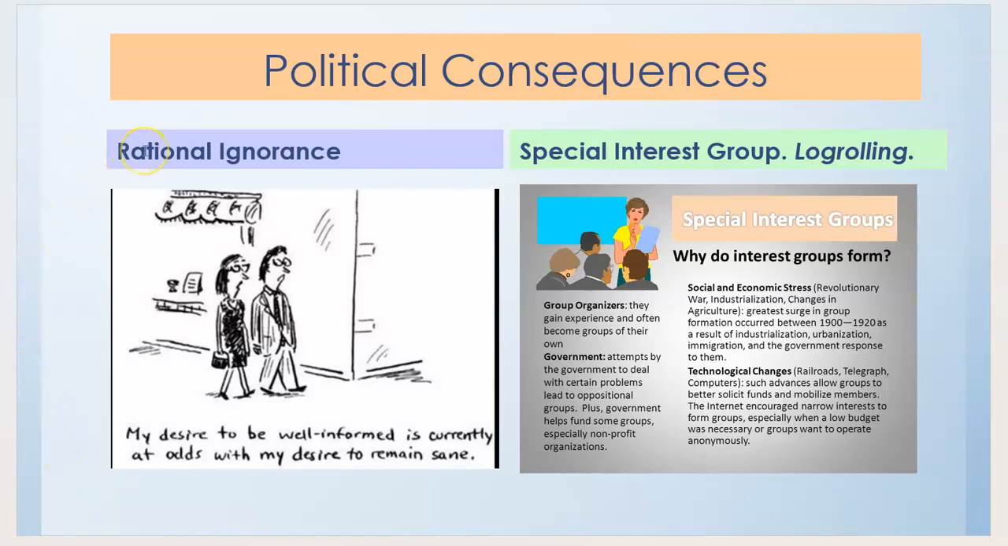One, I want to go over rational ignorance. Rational ignorance is when we rationalize to ourselves why it's okay to be ignorant. I pulled this up because it's a little bit funny. It says, my desire to be well informed is currently at odds with my desire to remain sane. We've certainly had several years where some of us felt like, oh my God, paying so much attention to the news is just giving me an ulcer. It's keeping me up at night and I can't stand it anymore.